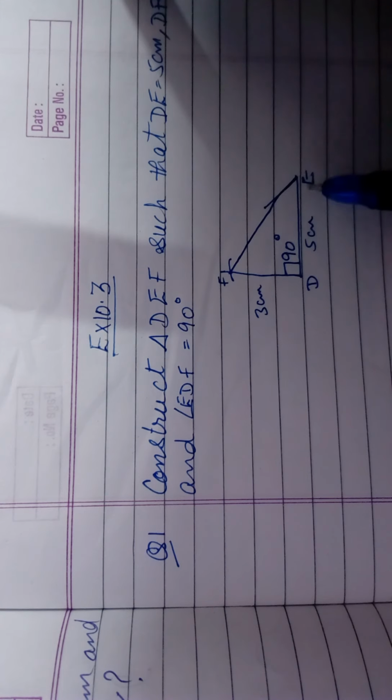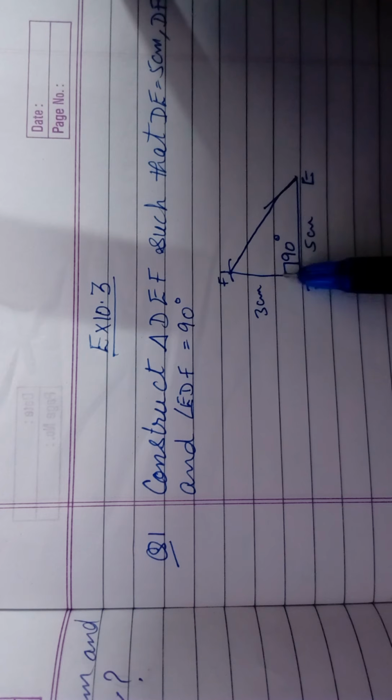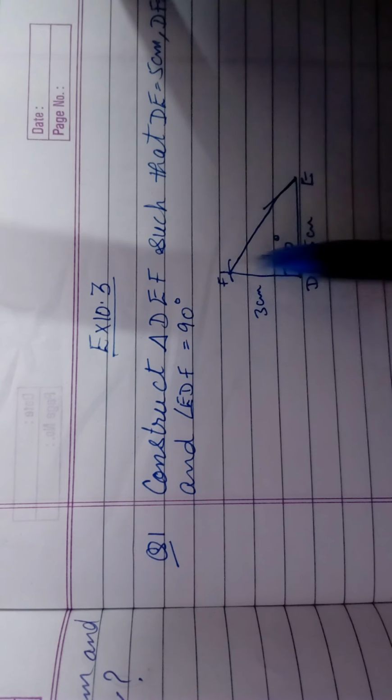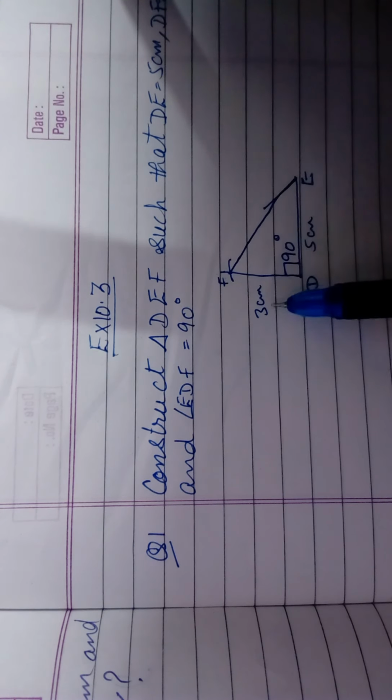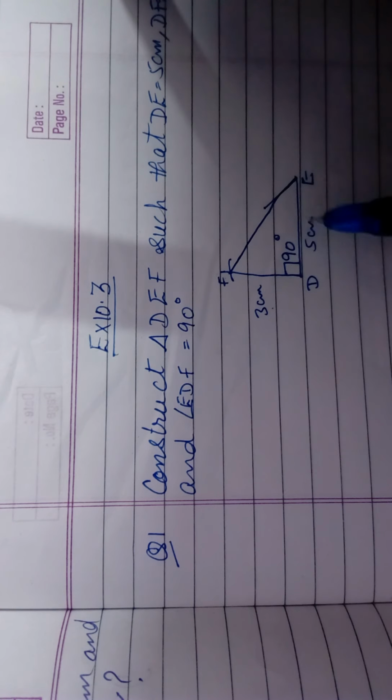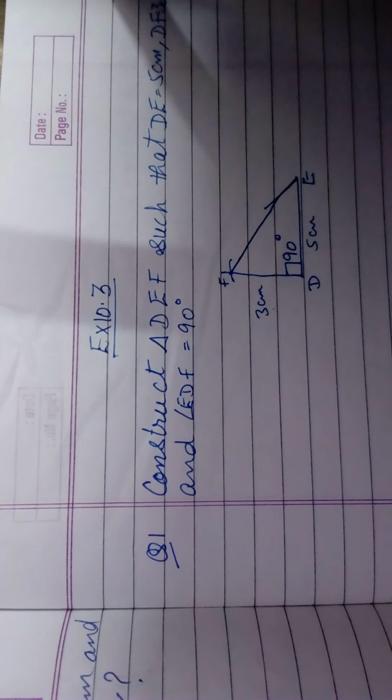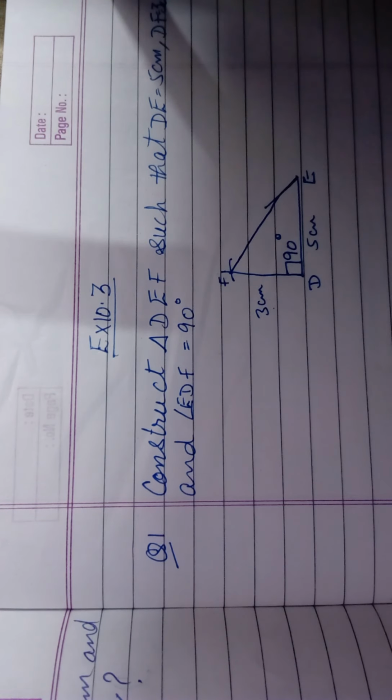Like I have drawn DE, and D is 90 degrees. So you know 90 degrees is a straight, perpendicular line. Draw a straight line, and DF they have given 3 centimeter. So three measurements they have given, two line segments and one angle. Now see how we will construct this.